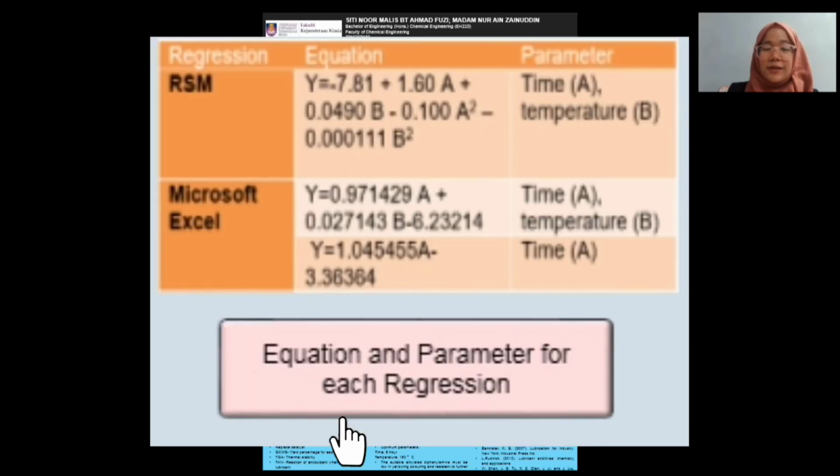Next, the table shows linear regression equations for both RSM and Microsoft Excel. The parameters used are time and temperature. For RSM, the p-values for time and temperature are less than 0.05. Therefore, the equation is valid and variables are significant. The R-squared value is positive, about 85%. On the other hand, linear regression is run using Microsoft Excel. There are two equations constructed because the p-value of temperature is higher than 0.05. Therefore, the temperature variable is less significant than time.